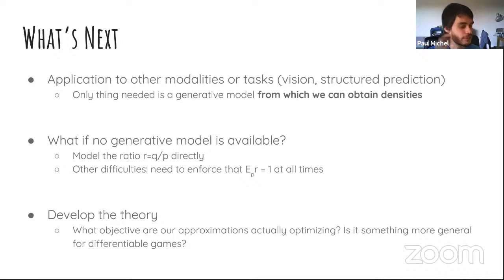And the last thing is developing the theory. This is more apparent in the paper, but the way we derive all our approximations, we end up optimizing something that's slightly different than what we set out to do. And it still works, we still get robust models. But I'm really interested in trying to understand better what it's actually doing, and if there's something more to it. But again, I think that's probably the hardest part, and that's something I'm thinking about a lot these days, but I don't have anything particular to share on this.